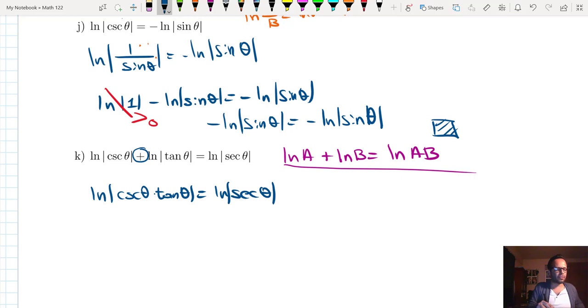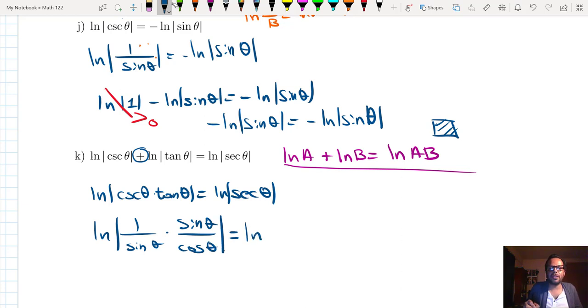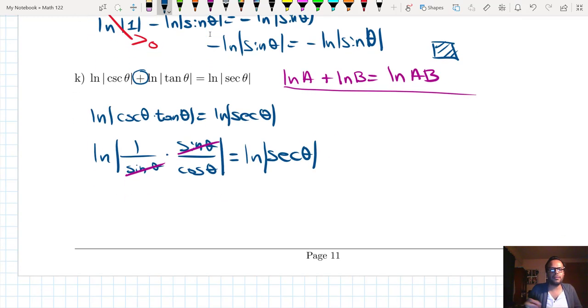Okay, let's rewrite this cosecant factor into ln of 1 over cosecant times tangent, which is sine. Oh, wait, no, not 1 over cosecant, it's actually 1 over sine times sine theta over cosine theta, right? And that should be equal to ln of the absolute value of secant theta. Okay, at this point you might want to spot this part. Sines go away, and we end up with the following.